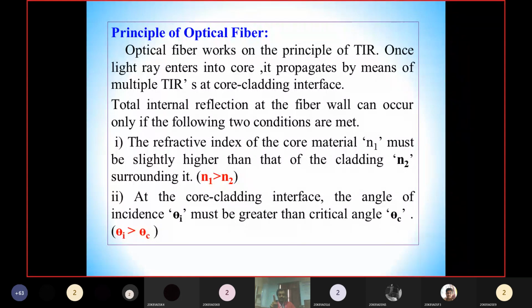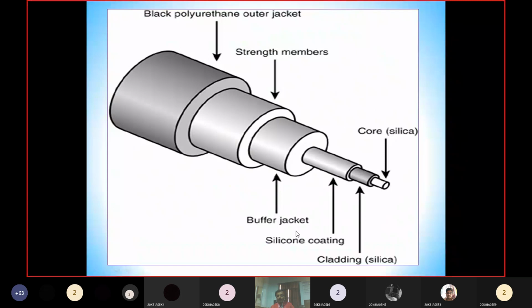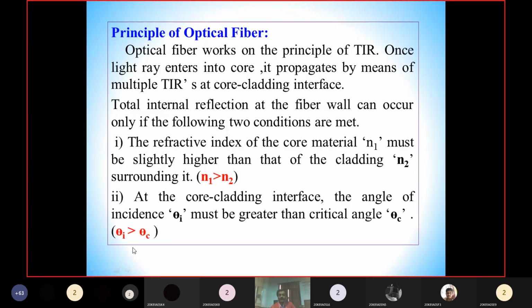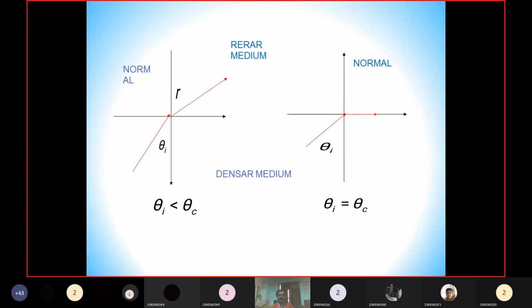Second condition is the incident angle should be greater than the critical angle. Where do we have to take that incident angle? At the core-cladding interface. So the incident angle at the core-cladding interface should be greater than the critical angle. So how to calculate the critical angle? There is one formula. I will explain how to calculate the critical angle also.